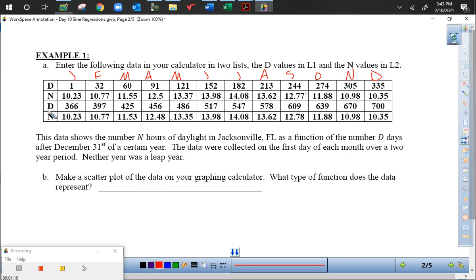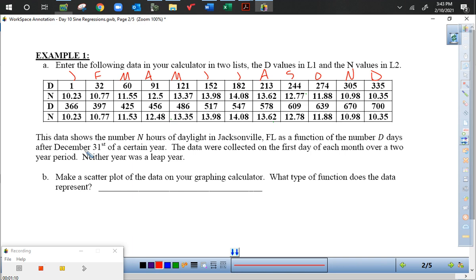But hopefully you noticed there were two sets of these D and N variables. That's because right below here, 366, that would just be still the 1st of January, but the following year. So they've got 2 years of data here for us to look at.